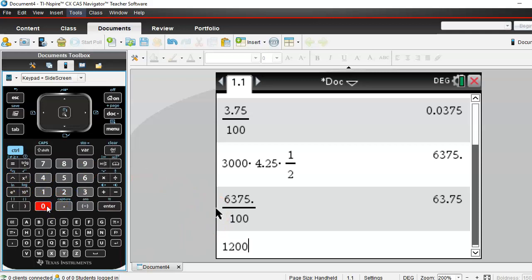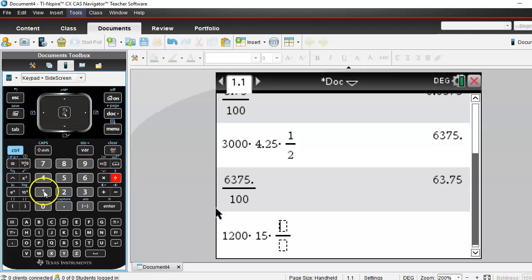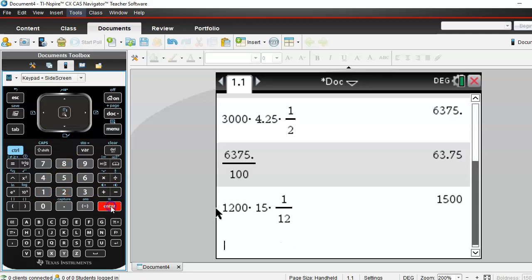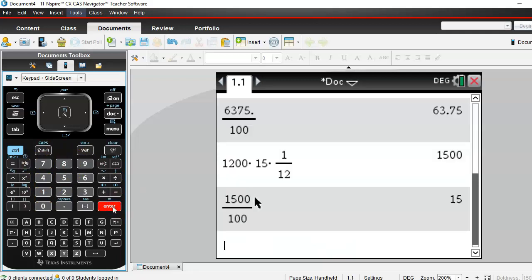Okay, so he borrowed $1,200 from the credit card company. The rate is 15% per annum, and it's 1 month, so it's 1 month out of 12. Okay, and we divide by 100. So in 1 month, he's incurred $15 worth of interest.